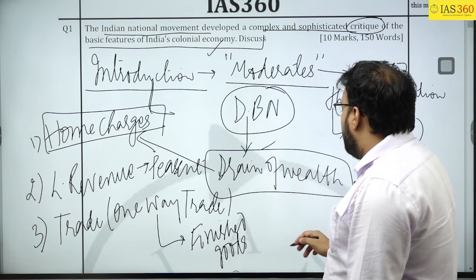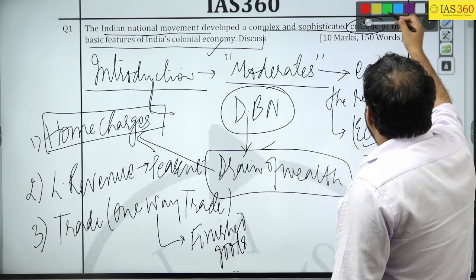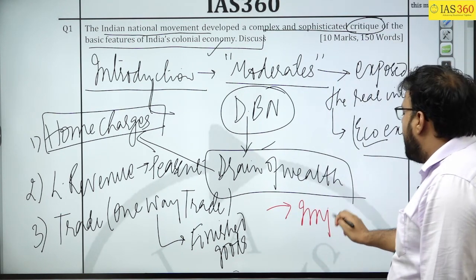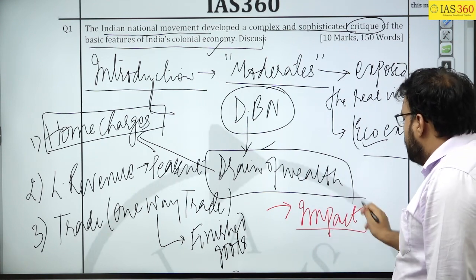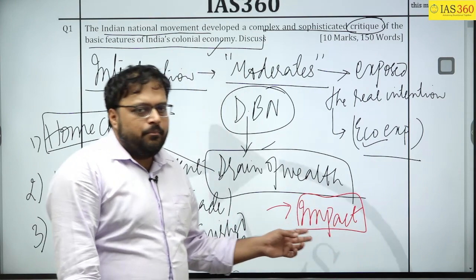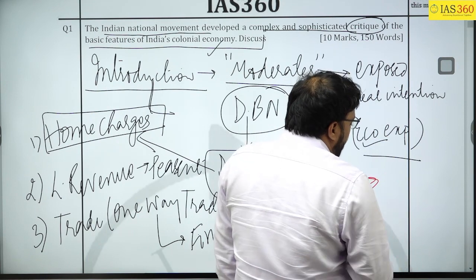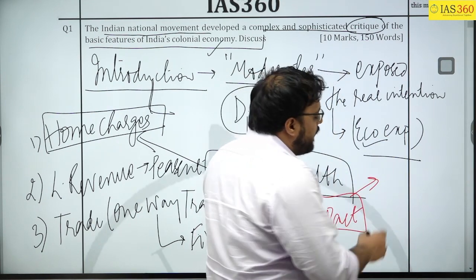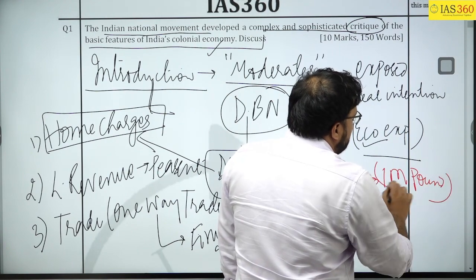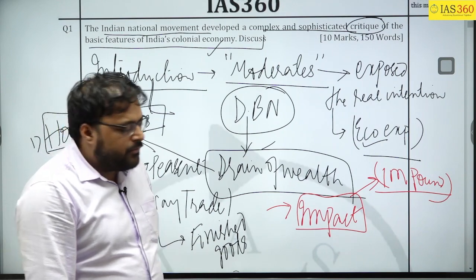After that, no one has written about the second aspect, that is the impact of such criticism. Almost everybody has forgotten to mention the impact of such criticism. You can talk about the impact in the form that the Britishers agreed to give 1 million pounds to the British officers from their treasury rather than from the Indian treasury.